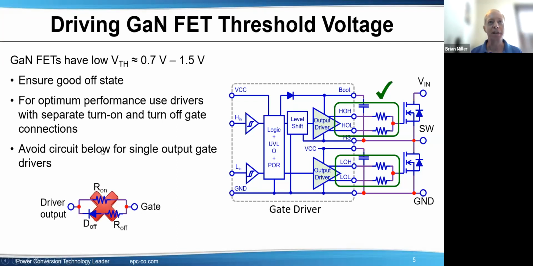One thing to avoid is the circuit below. You've probably seen this a lot, where a diode is inserted to give a turn off resistance, which is different from the turn on resistance. Now, you really don't want to do this because the diode will have a drop. Even a small Schottky will have a drop. And that'll eat into the voltage margin here.